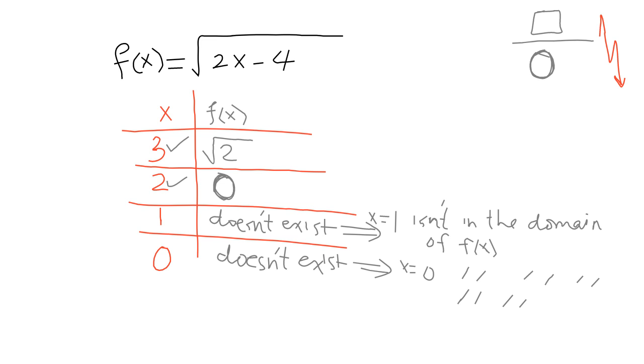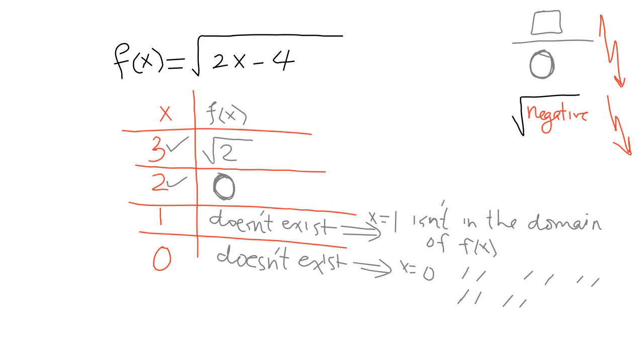alert. If you have a radical, you cannot have a negative inside it. So anything inside the radical must be greater than or equal to what? To 0. Greater than or equal to 0.